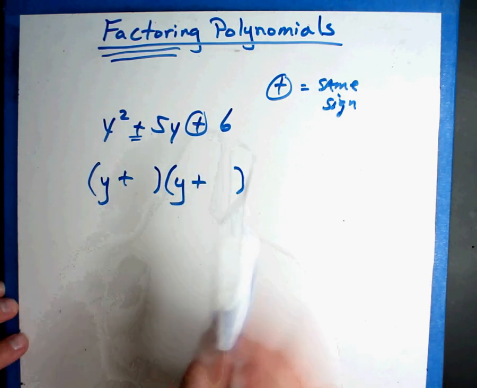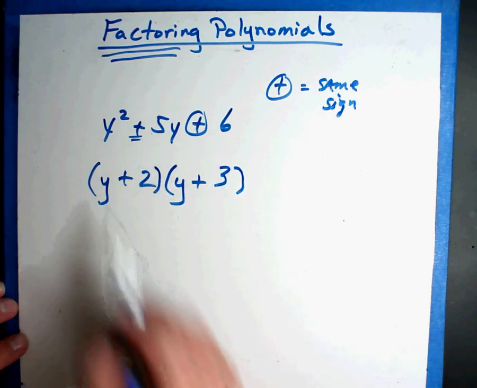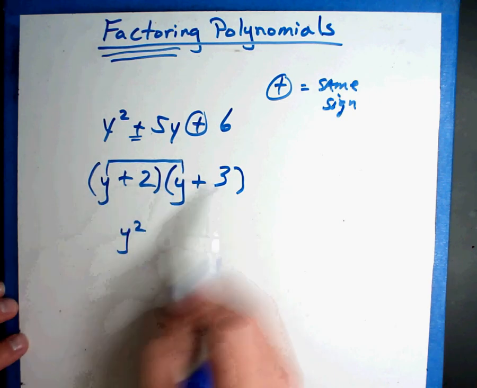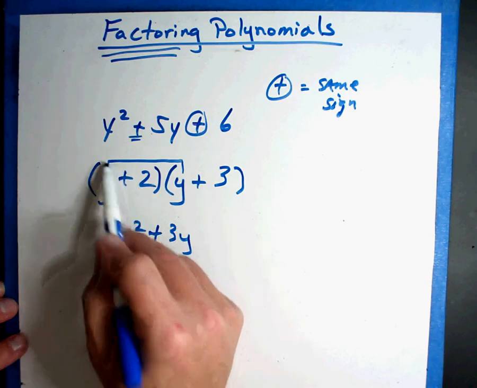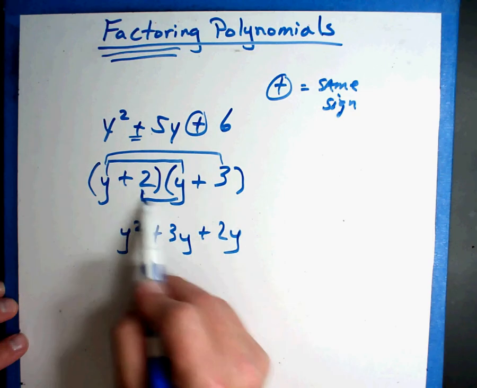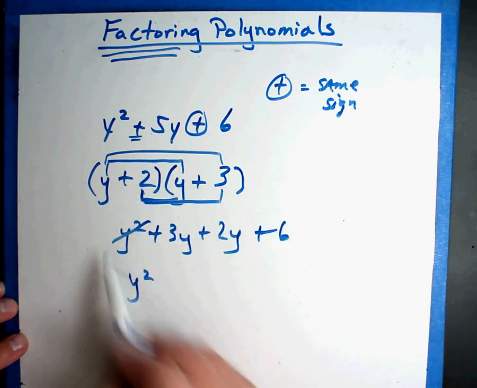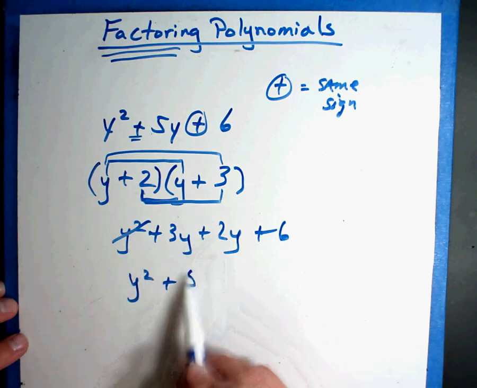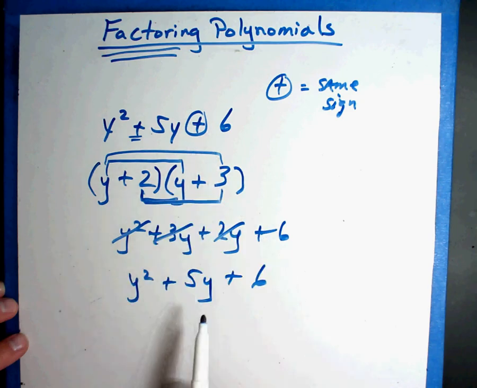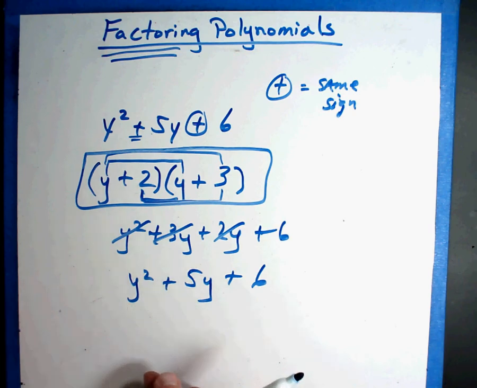Now what things give me 6? Well, 3 and 2 give me 6. Let's try that. Checking my work. y squared plus 3y, this one, plus 2y plus 6. So that's y squared, 3y and 2y is 5y plus 6. Did I get my answer back? Yes. Then this is my answer. We got it right the first time.